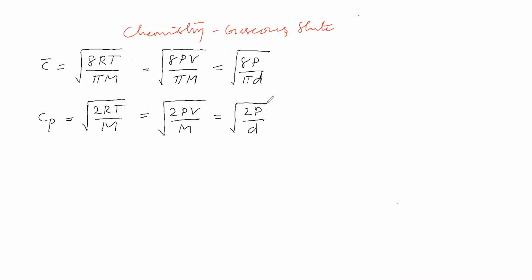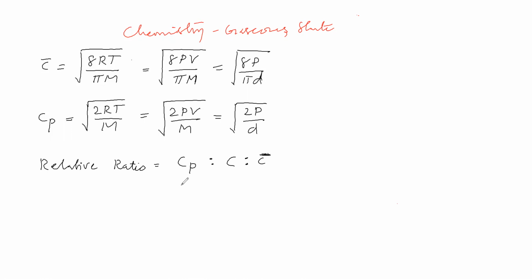Next, let us see relative ratio. Relative ratio of these three velocities we will see. One is most probable velocity. Next one is RMS velocity. Next average velocity we have taken.